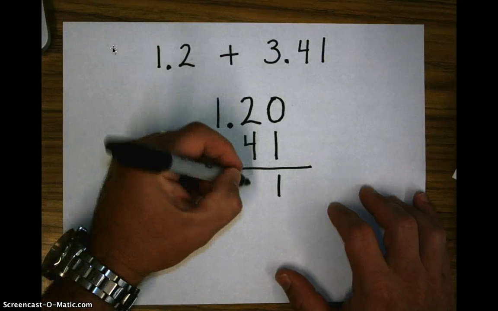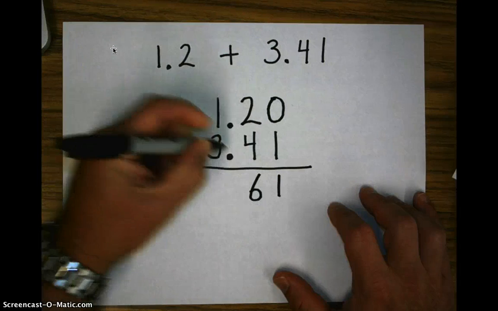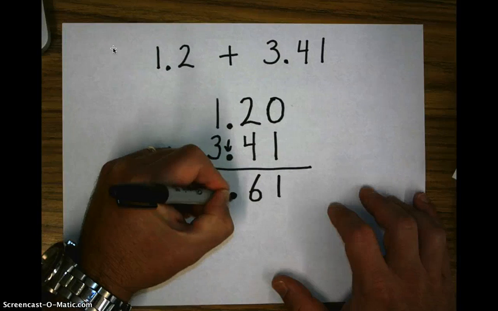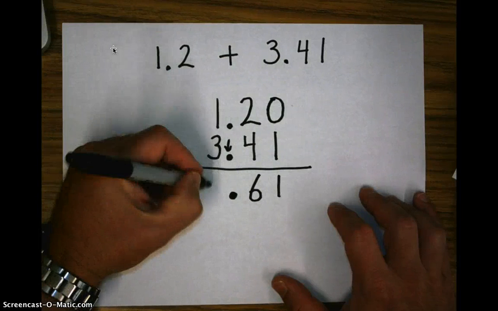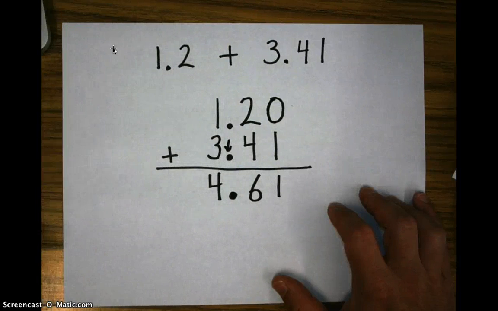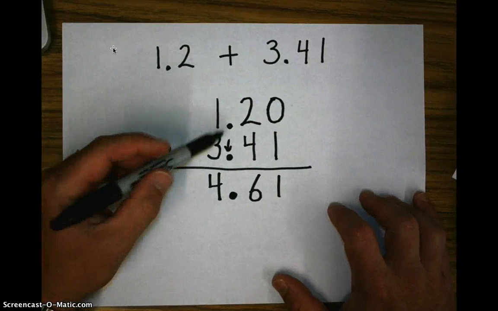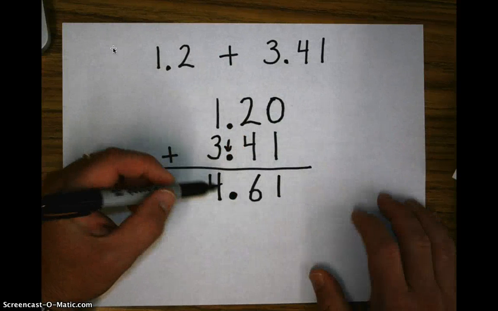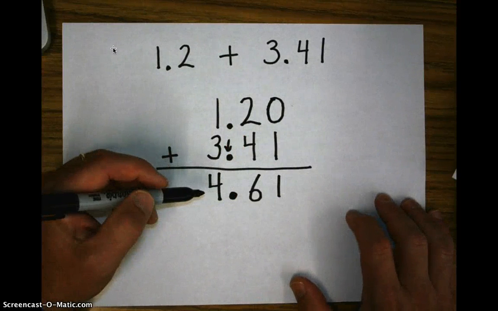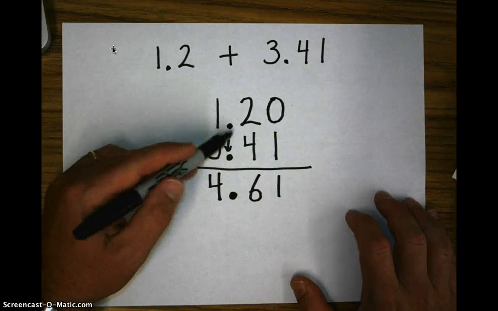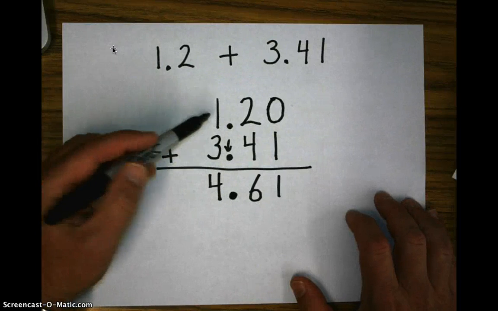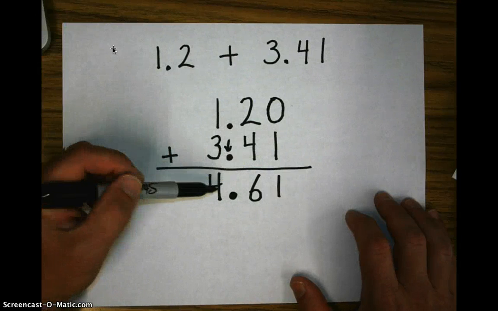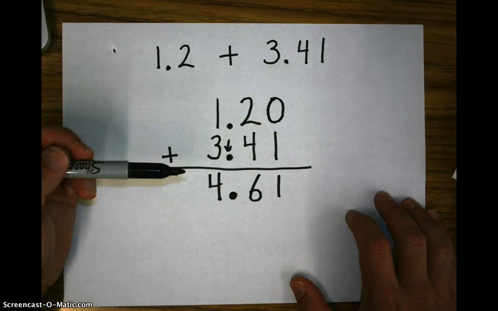2 plus 4 is 6. I bring my decimal straight down. Straight down. And 3 plus 1 is 4. Most important thing when you're adding or subtracting decimals: line up your decimals. Second most important thing is get your decimal in the right place in your sum or your difference. Bring it straight down. So 1 and 2/10 plus 3 and 41/100ths equals 4 and 61/100ths.